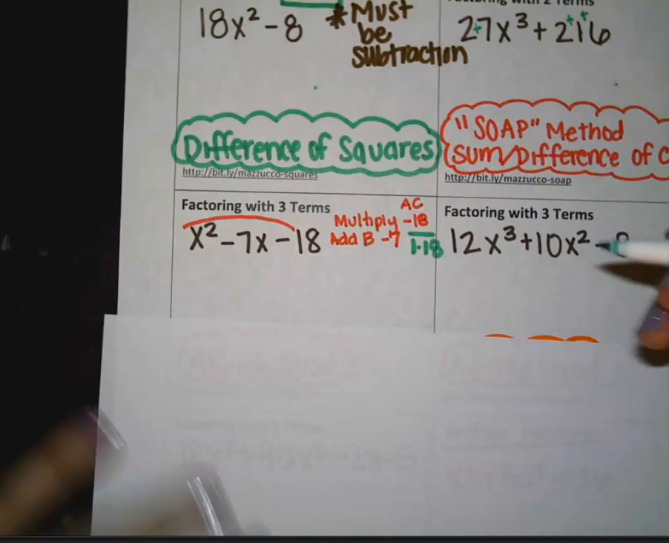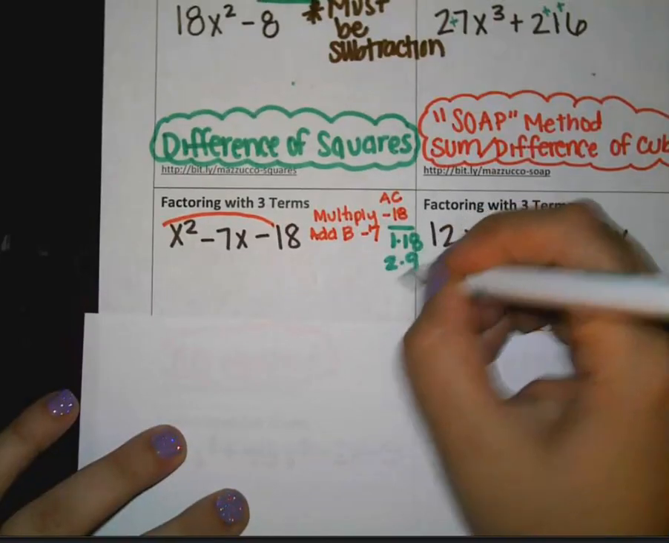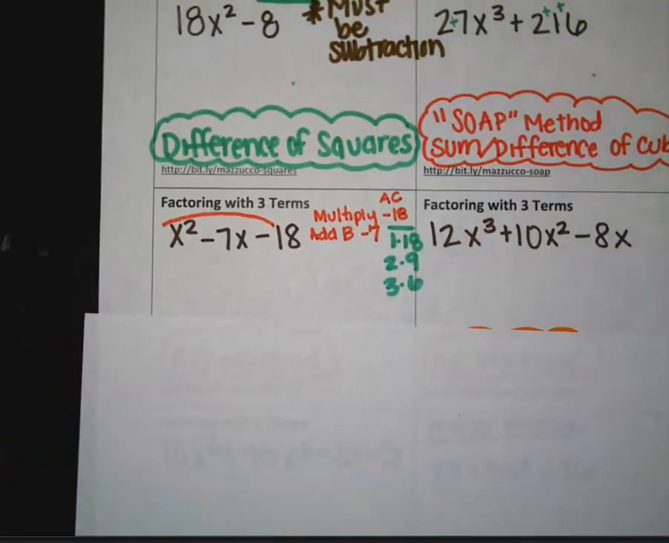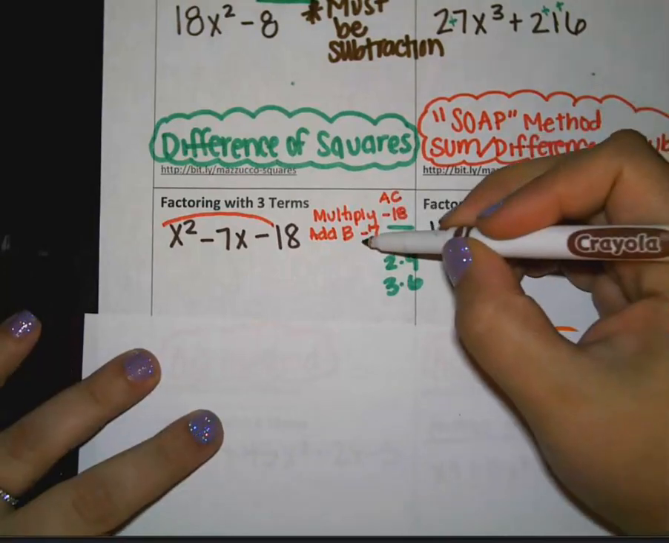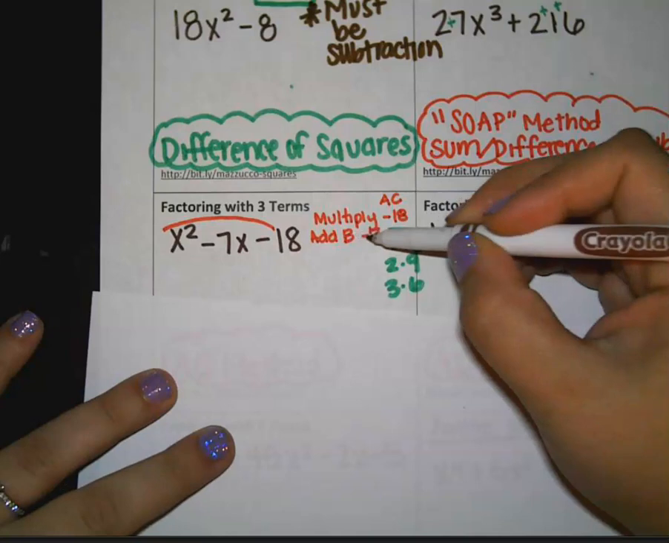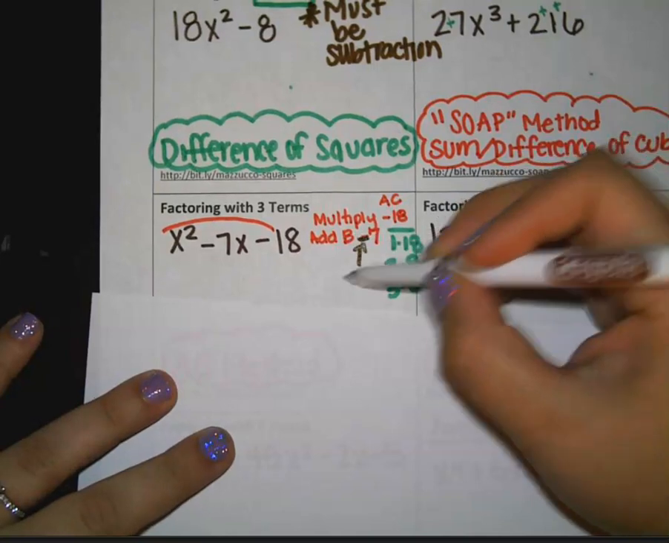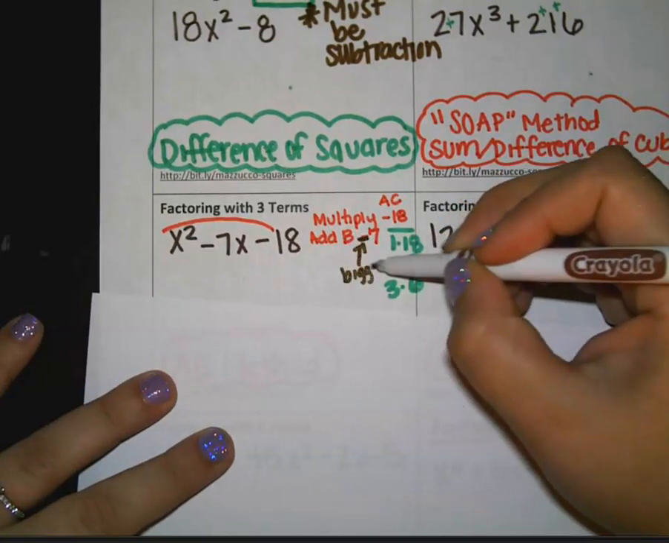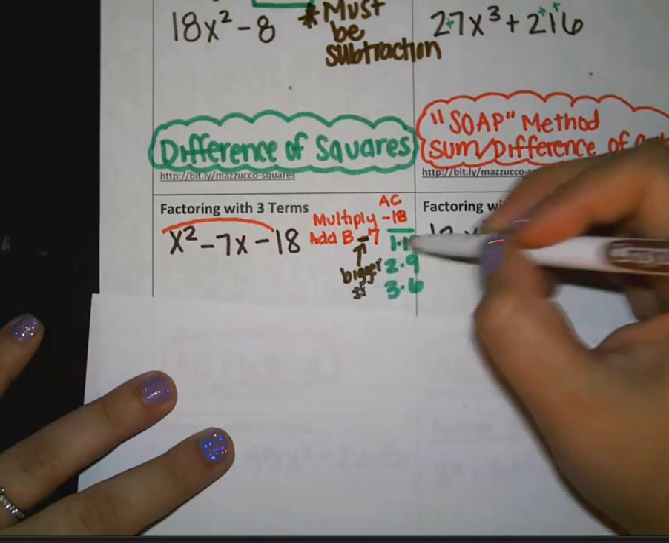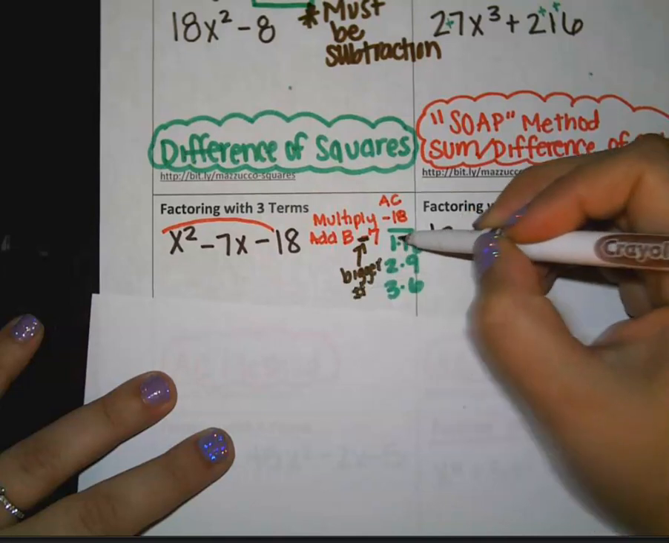So 1 times 18, 2 times 9, 3 times 6. Those are all the numbers that multiply to 18. Now I have to think about where the negative goes. So if it has to add to a negative here, this tells me the bigger number is the negative one in the pair. So 18 is bigger than 1, so it's the negative one.